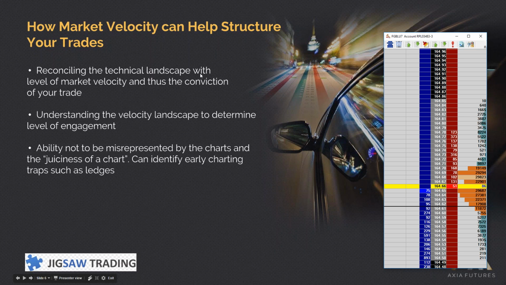It really helps reconcile the technical landscape, the level of market velocity, and thus the conviction of your trade. What I mean by that is, you might have a 5-minute level over here that you've identified at the 72s, and I'm going to keep ramming the same point home, but you have a level over here. If you have just a technical level, and the market starts approaching it, or you have a technical level at the highs of the day, the 85s, and you're just executing on the chart, you might just buy one certain size.